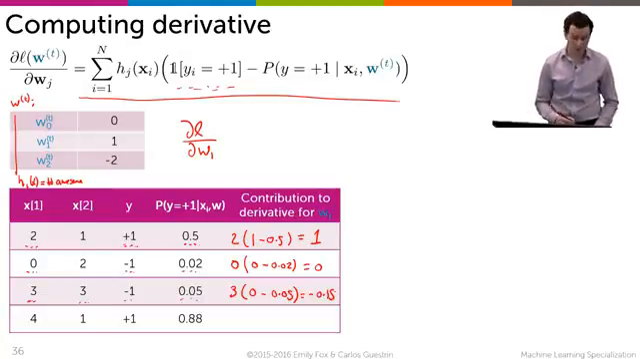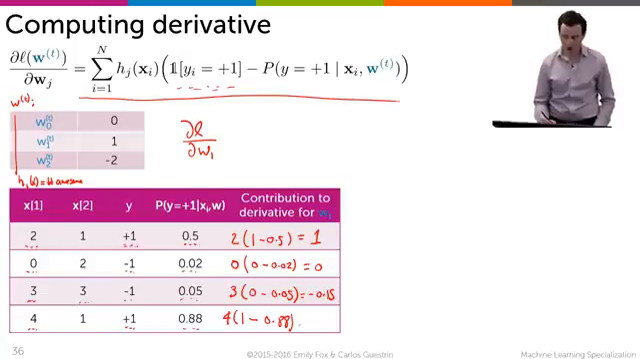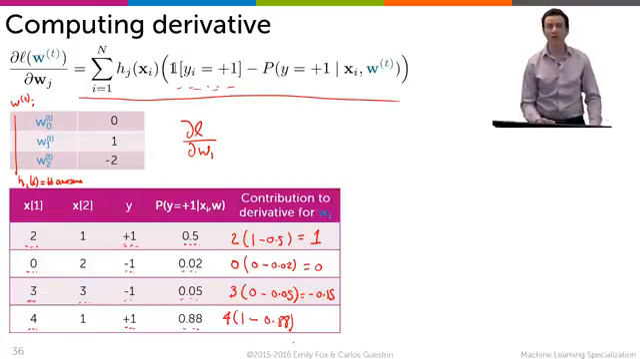Now for the final example, you have 4 awesomes, 1 awful. So 4 is h1 of x. It is a positive example, so the indicator has value 1. And the probability that the model thinks is positive is 0.88. So the contribution here is 4 that multiplies 1 minus 0.88, which is 0.12, times 4, 0.48.